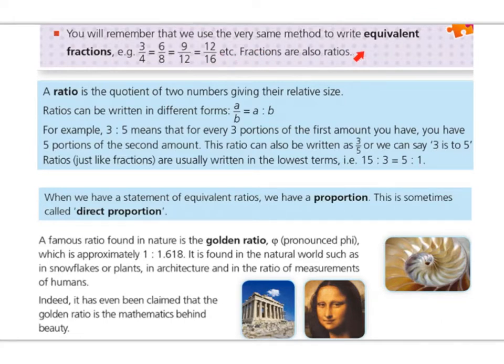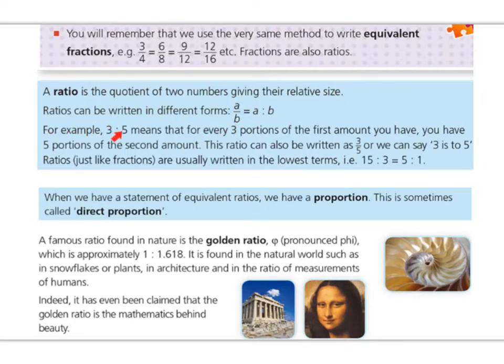Fractions are also ratios. So when we're simplifying fractions, the rule is what we do to the top, we do to the bottom, what we do to the bottom, we do to the top. A ratio is a quotient of 2 numbers giving their relative size. Ratios can be written in different forms. So A over B is equal to A to B.